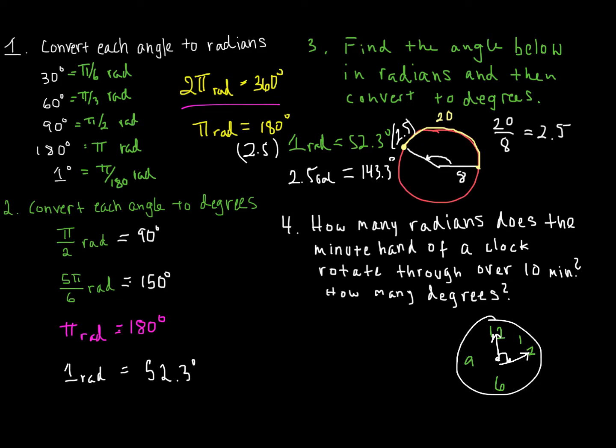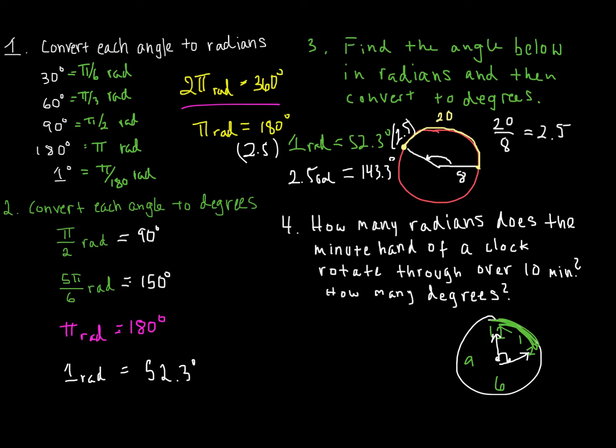And so what we want to do is think about, okay, what's the angle measure that it turns here? What's this arc length? And we know that a full turn is 2 pi, right? So if it turned all the way around, that would be 2 pi radians. And how much of the full turn did this minute hand make? Well, 2 out of 12, right? So that would be 1/6 of the way.